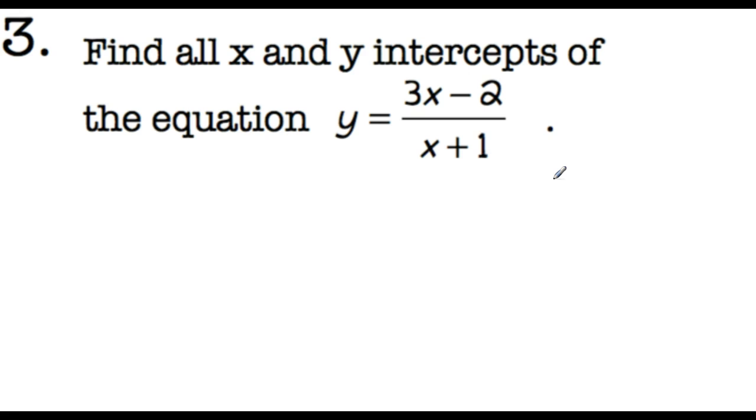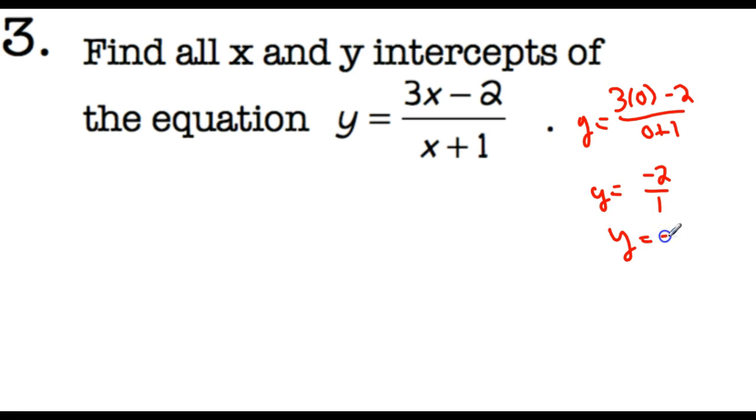This one says find all the x and y intercepts of this equation. Once again, if I put 0 in for x, what I end up with is 3 times 0 minus 2 over 0 plus 1. All of that equals y. So this gives me negative 2 over 1. And so y is equal to negative 2 when x is 0. So that's one of my intercepts. When x is 0, y is negative 2.